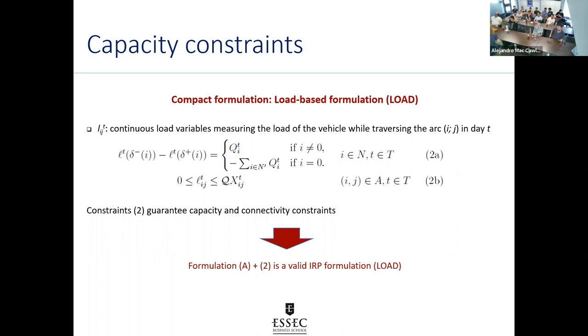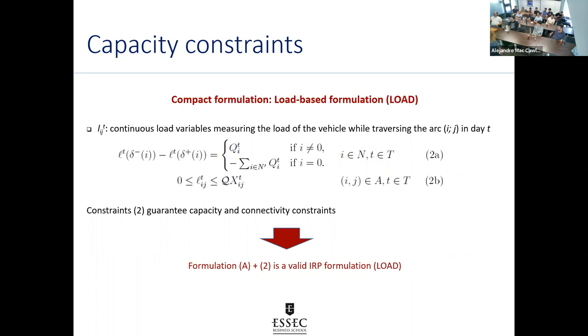And then constraint 2B imposes the capacity of the vehicle. They say that for each arc, the load on the vehicle that traverses the arc has to be smaller than the capacity. They also link the load variables with the x variables, so I can have a positive load only in case the arc is traversed.